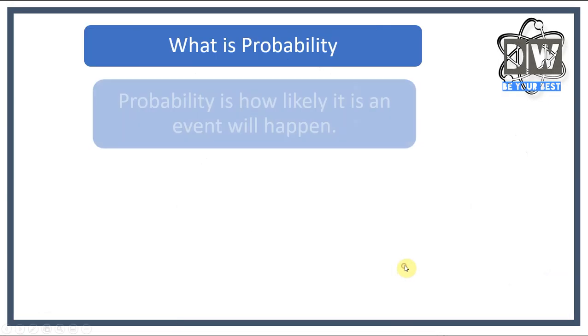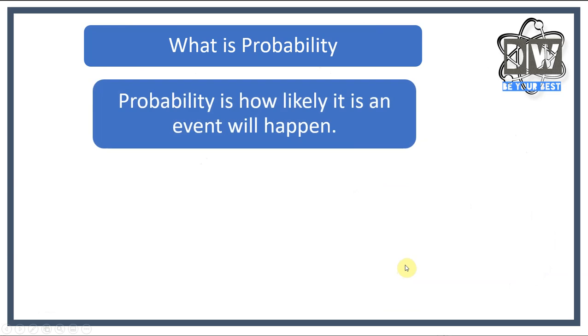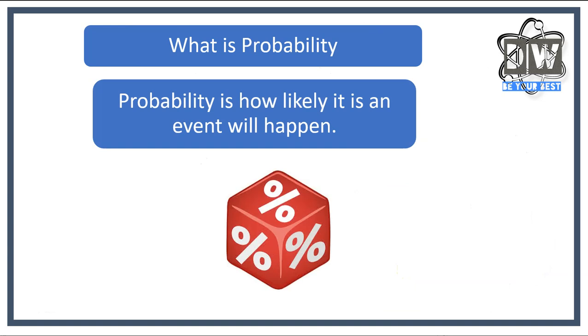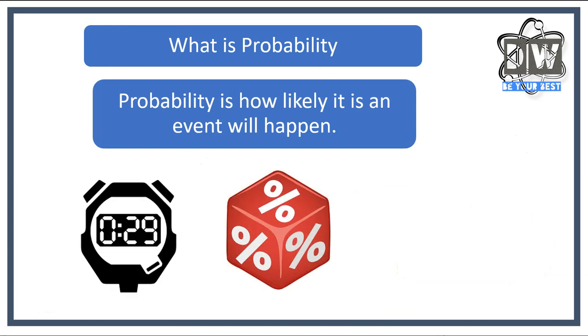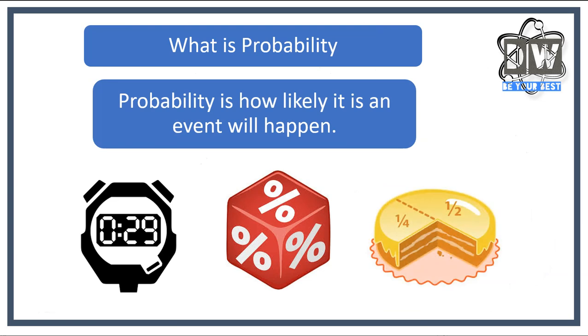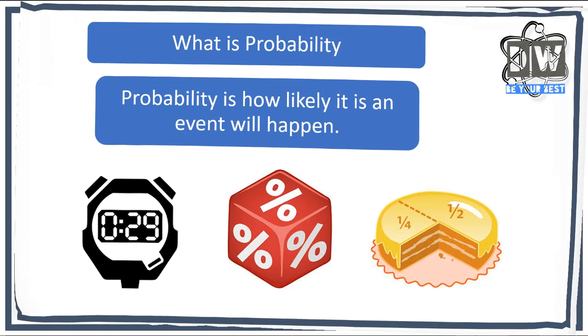So we've gone through this a number of times. What is probability? It is how likely it is that an event will take place or happen. So we look at that as percentages, in decimal form, in fraction, and in words. And today, we're actually going to combine the percentages and the decimals together.